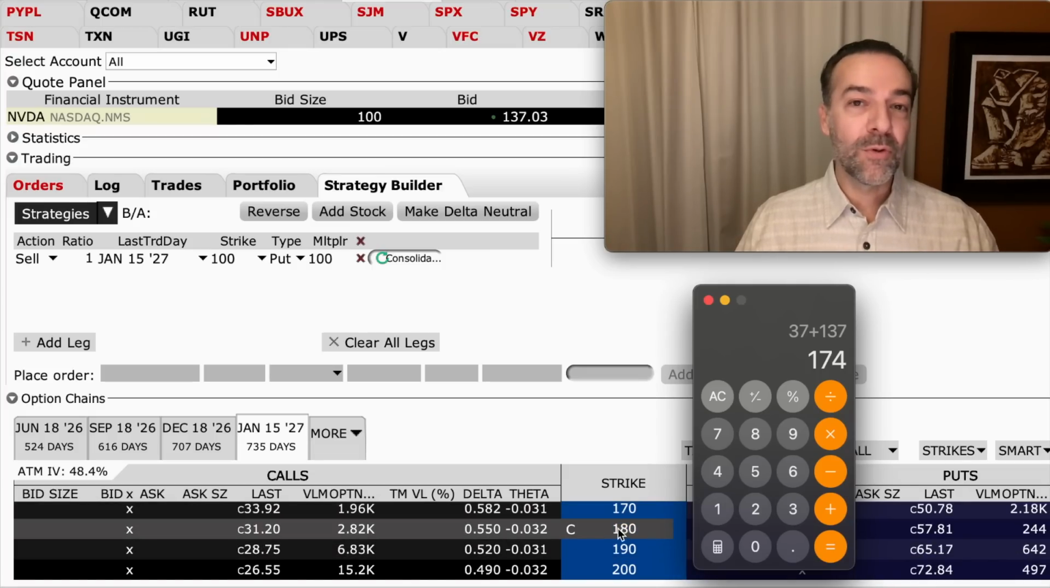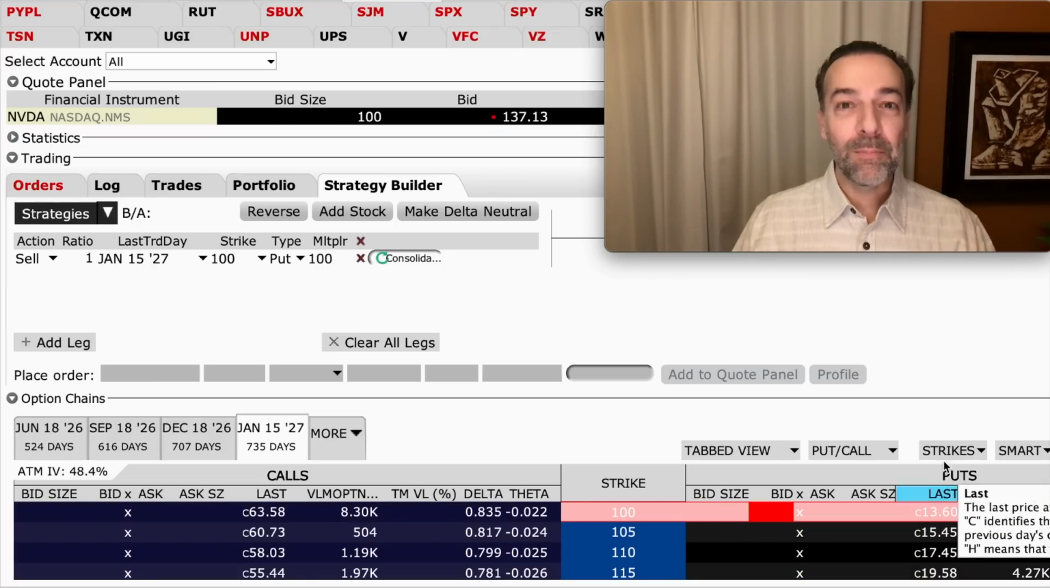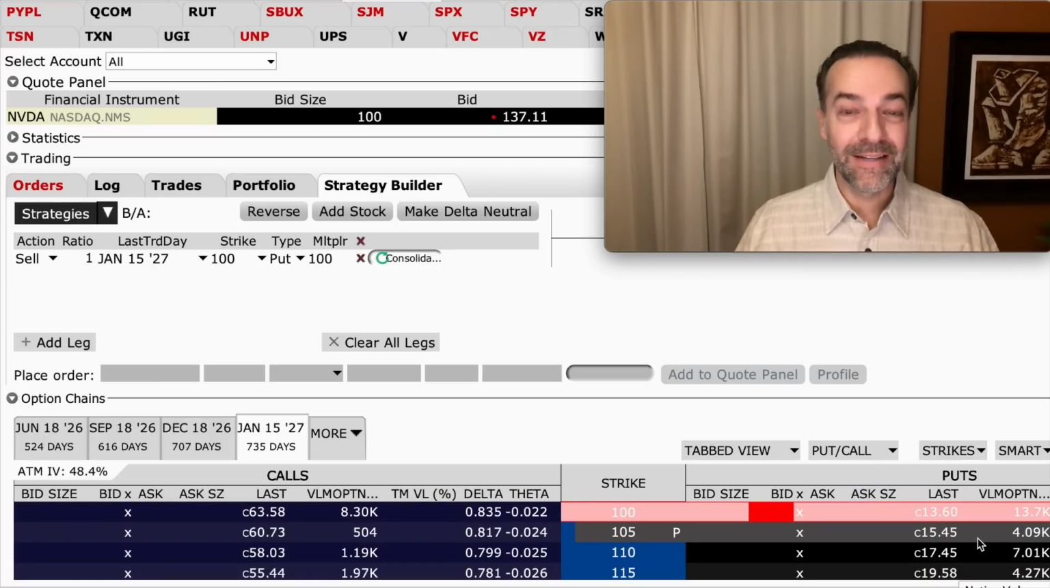In fact, notice if we go up to 180, it's trading for almost double what that put option is trading for. That tells us there's a lot more buyers for call options than there are buyers for put options. So I'd play with this off camera here for a minute because this is pretty wild.